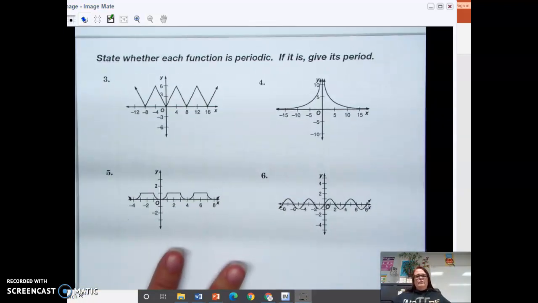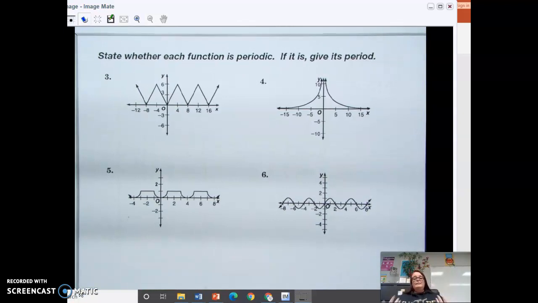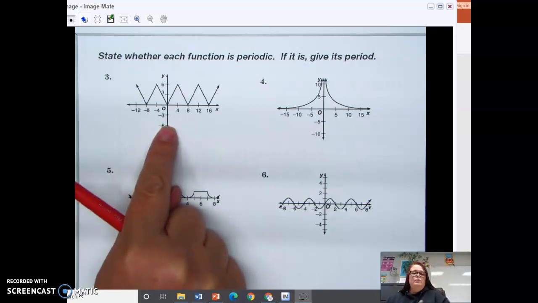All right, so here are some examples of possibly periodic functions. And again, think of it as a rubber stamp. The rubber stamp can't rise or lower. It's going to stay in the same horizontal spot, just moving to the right or moving to the left. So if we take a look at question number 3, we want to figure out, is this periodic?